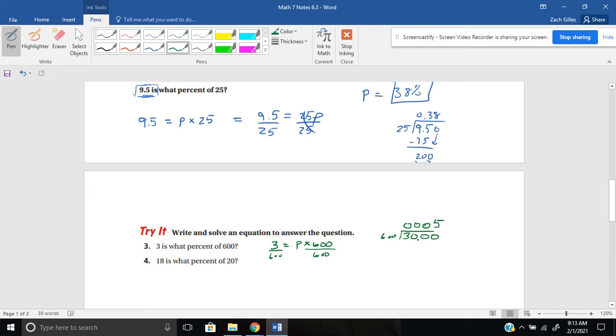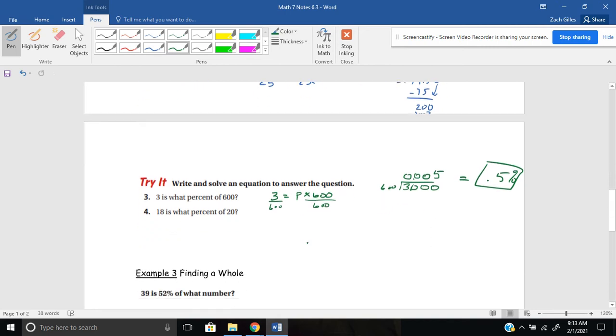Now, where's my decimal? Right there, because it was 3 divided by 600. And then to make this into a percent, this would give me 0.5%. I haven't decided yet if I'm going to let you guys use your calculator on a test or not, but hopefully you're getting better at longhand. Let me know if you have questions on that one.